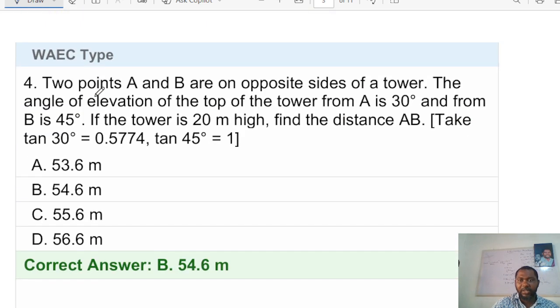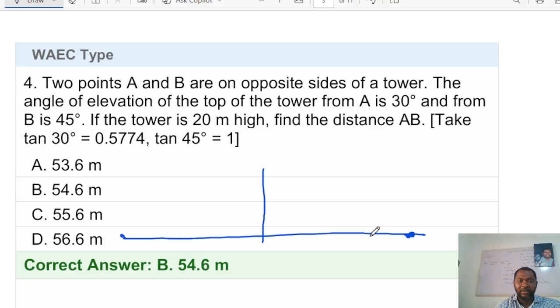So that leads us to the next one. It says two points A and B on opposite sides of a tower. Okay, so here we have a tower and the two points are on opposite sides. So one is here and the other is here. That's how it works. Opposite sides of the tower. You know, these are the kind of questions to expect.